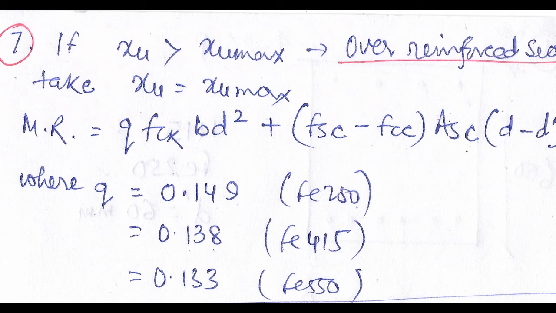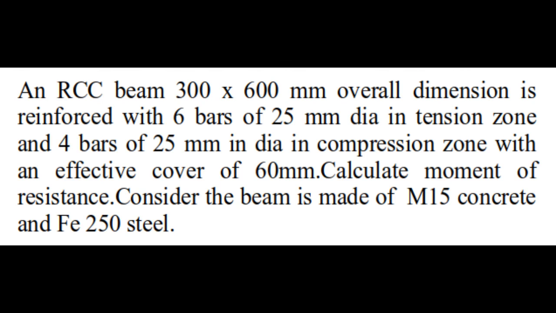Next I will take up one university problem. Let us solve that. An RCC beam of 300 by 600 millimeter overall dimension is reinforced with 6 bars of 25 millimeter diameter in the tension zone and 4 bars of 25 millimeter diameter in the compression zone with an effective cover of 60 millimeter. Calculate the moment of resistance. Consider the beam is made of M15 concrete and Fe250 steel.